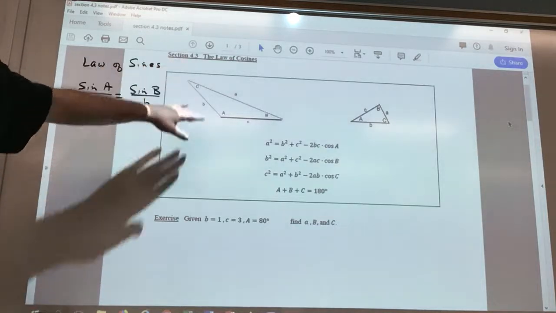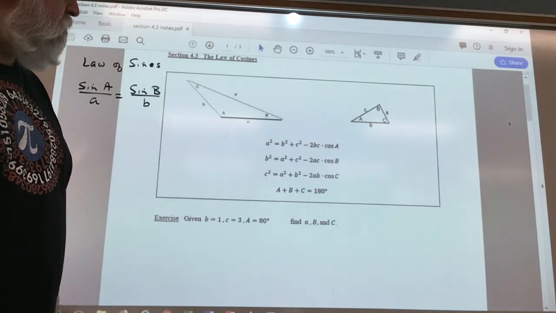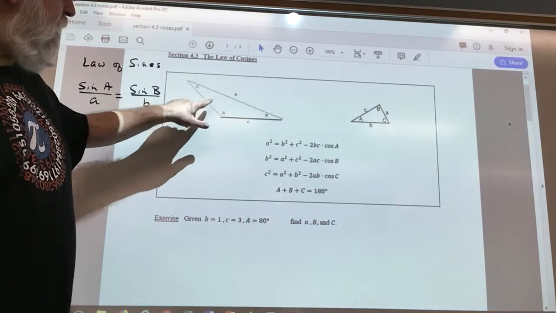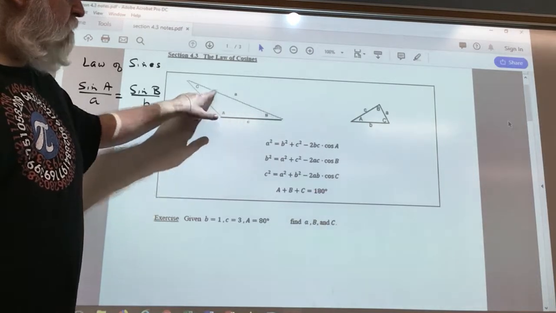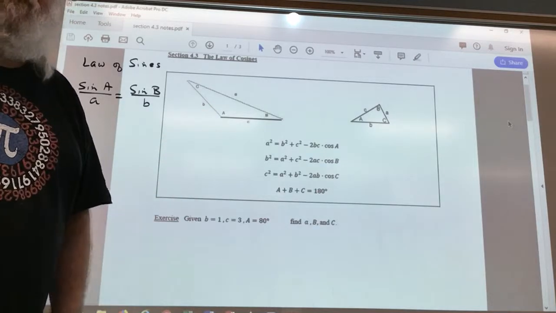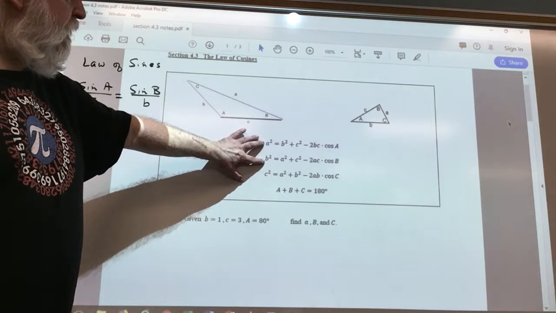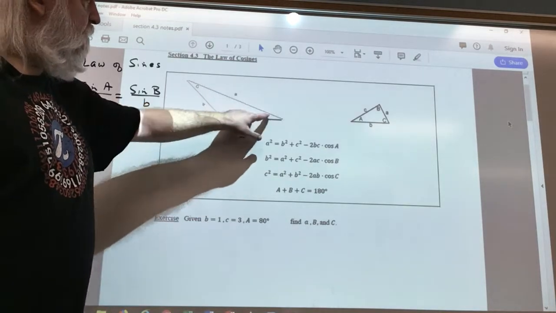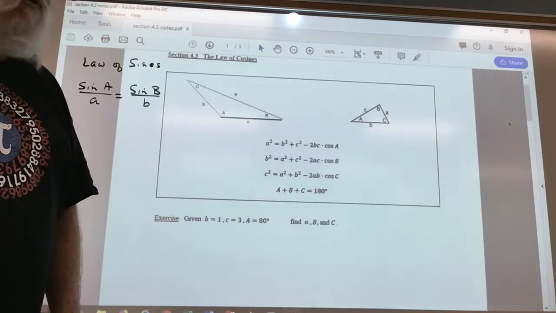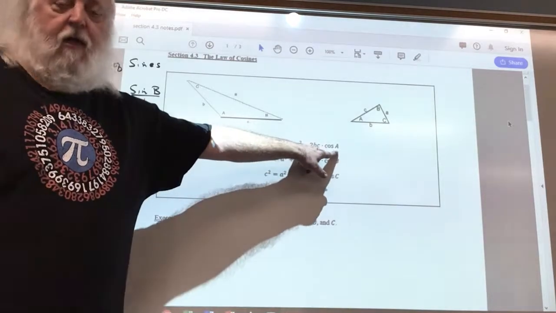The law of cosines is also used in oblique triangles, and it relates the three sides of the oblique triangle, side A, side B, and side C, to each of the corresponding angles inside the oblique triangle. So there are three equations relating the three sides, one equation for each angle inside the oblique triangle. So this first equation relates the three sides to the angle A.